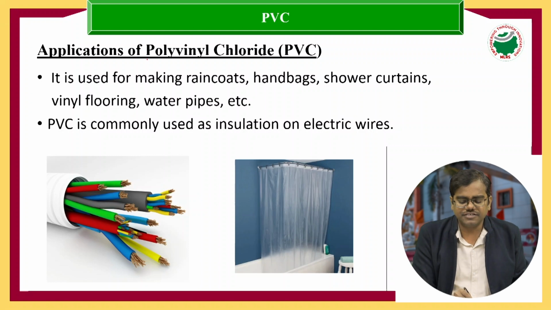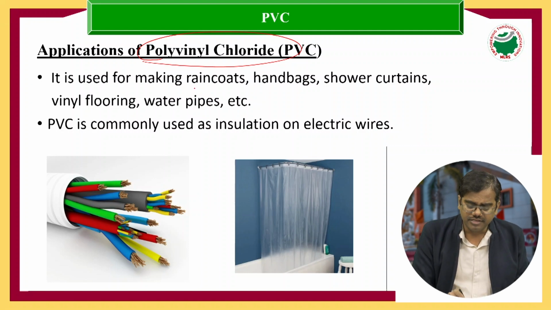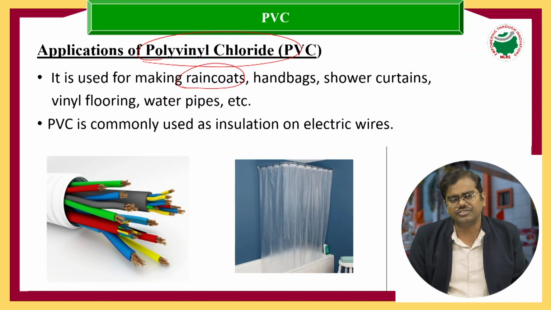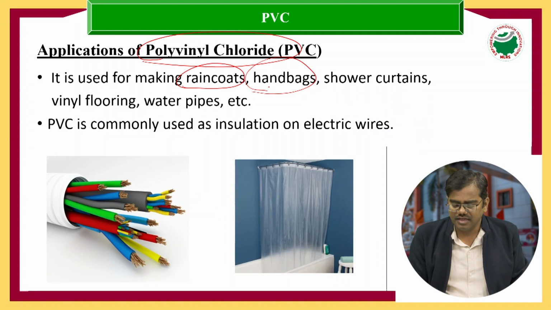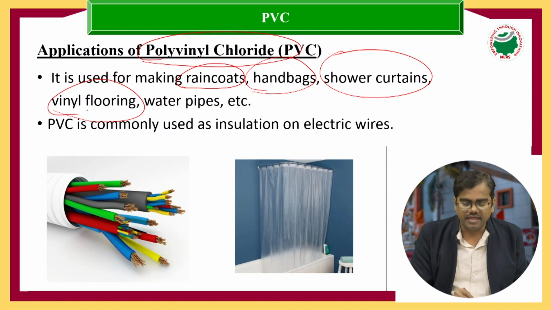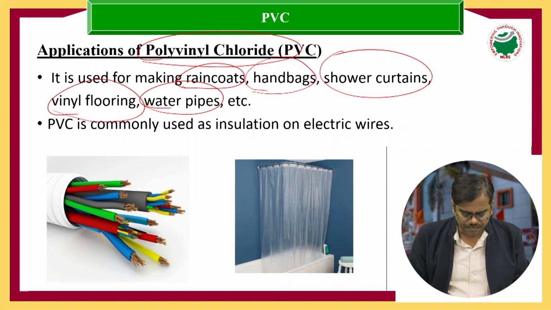Next one, applications of polyvinyl chloride. Majorly, polyvinyl chloride is mostly used for the manufacturing of raincoats, handbags, shower curtains, vinyl floorings and water pipes. Generally, we call these PVC pipes. So in the pipe industry, we can use this polyvinyl chloride.